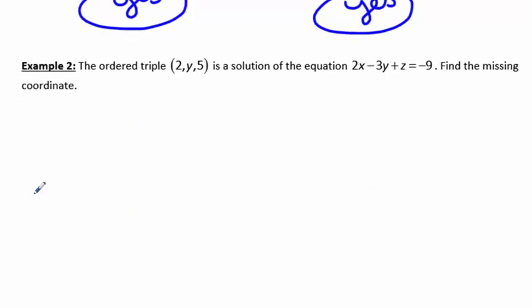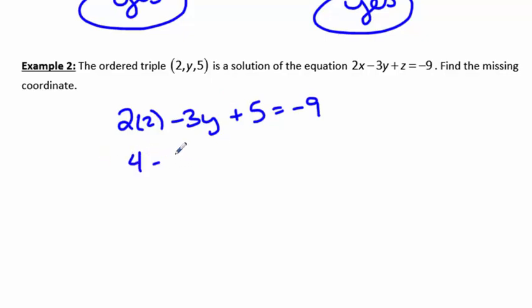In example 2, we want to assume that the ordered triple 2, y, 5 is a solution, and we want to find the missing coordinate. So we don't know the value of y. We want to know what value of y makes this ordered triple a solution. So we have 2 times the x value 2 minus 3 times the y value. The y value is unknown, so we'll leave it as a y, plus the z value is 5. If I know 2 of the coordinates, I can solve for the third one. This is 4 minus 3y plus 5 equals negative 9.